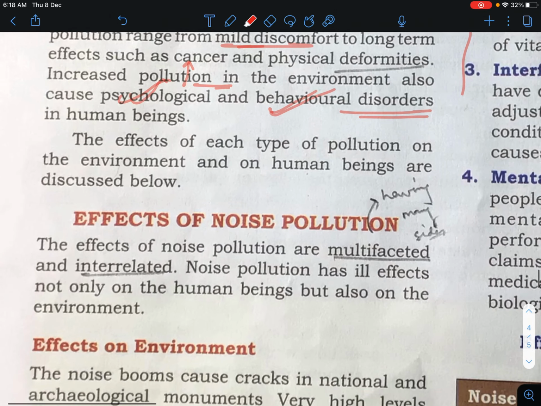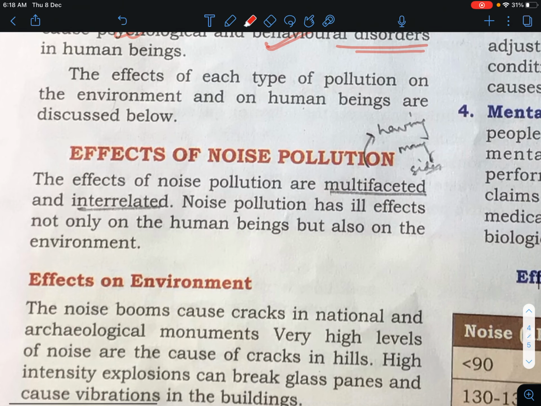The effect of each type of pollution on the environment and on human beings is what we are going to discuss here. Means what are the effects, and we have to discuss them one by one for each type of pollution that affects the environment as well as human beings. First, we are going to focus on noise pollution.